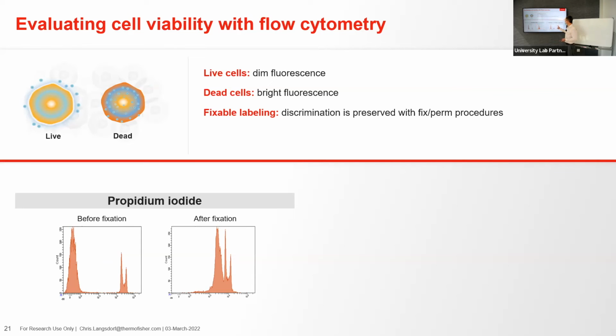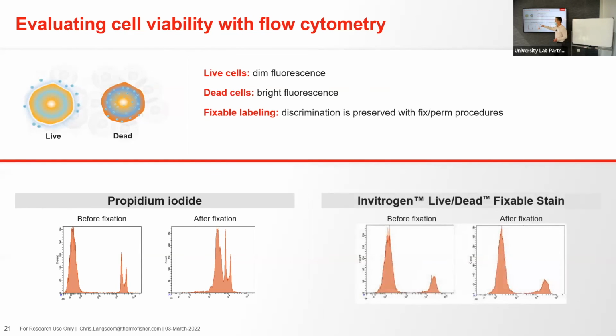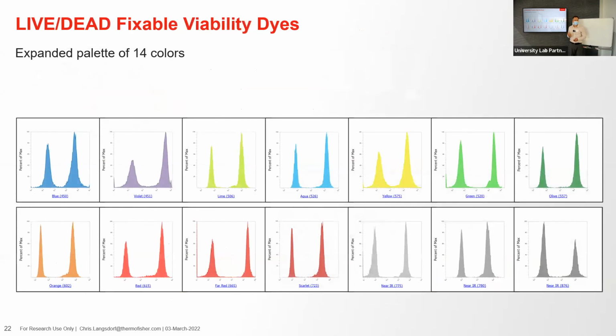So there are dyes called LIVE/DEAD fixable viability dyes. Where propidium iodide stains DNA, these stain protein in your cells covalently, and they're permanently attached to your cells. Even if you fix or put them in the refrigerator for a month, the dye is still on your cells. So we can fix our cells and still distinguish live and dead. This is something we've spent some time on in the last year, refreshing these. So now there are 14 colors available.